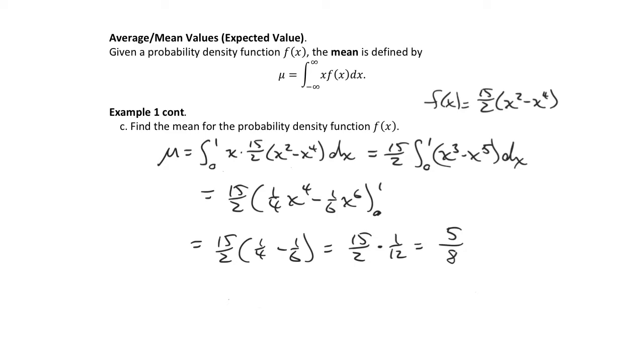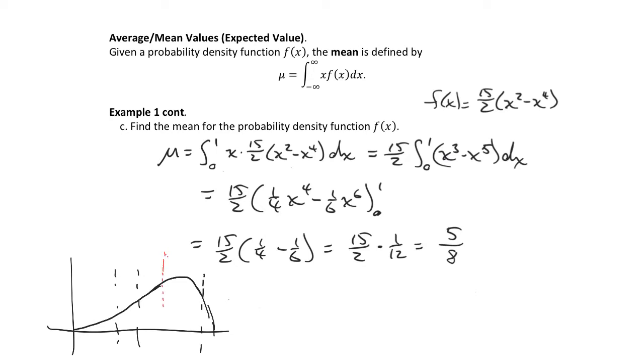Again, what does this mean? Our function from 0 to 1 looks something like this. The mean value is sort of a left to right balancing point for this particular region. So I'm going to guess it's somewhere, well, 5/8 is right about there. So that would be the balancing point left to right.